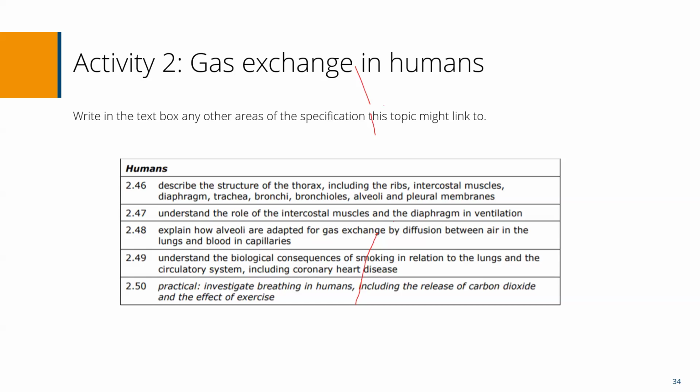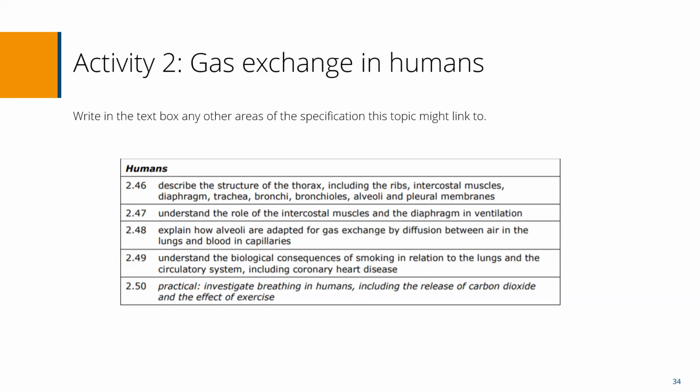So if we're talking about one thing linking to another, to a certain extent, we've covered this, so I won't spend too long on this. But here are some spec points, 246 through to 250. Describe the structure of the thorax, including the ribs, intercostal muscles, diaphragm, trachea, bronchioles, alveoli, and the pleural membranes.